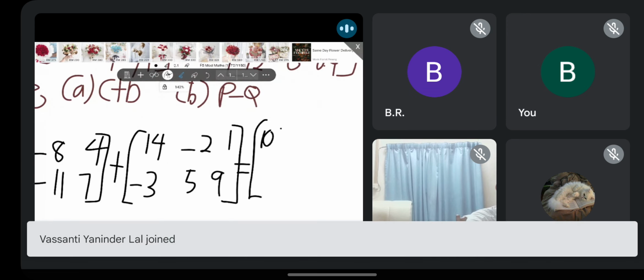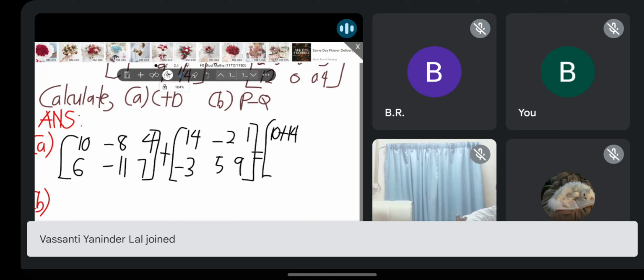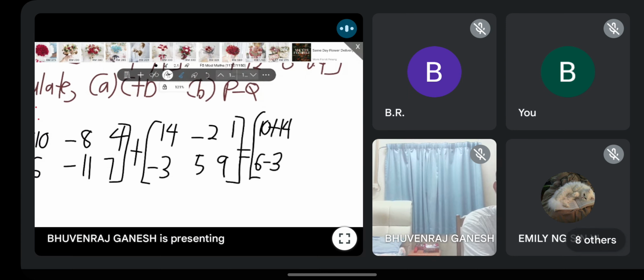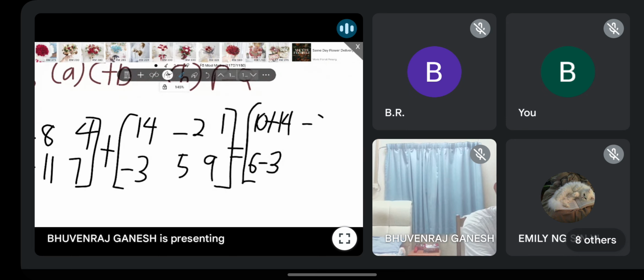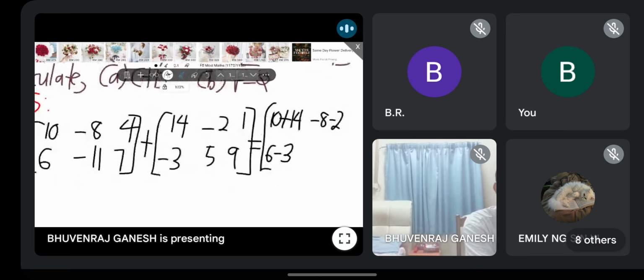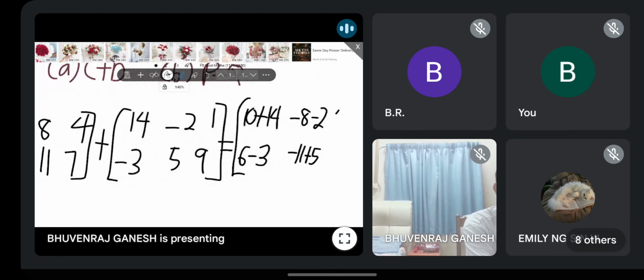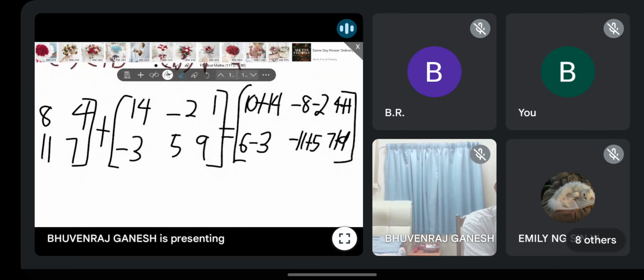You will write 10 plus 14, and then you will write out 6 minus 3. This is part of your working step, guys. I know it's a bit tedious, but you can write it out if you want to show working for this. Negative 8 minus 2, negative 11 plus 5, and then 4 plus 1, 7 plus 9. Then you close your matrix. Then you can write your final answer down here: 14, negative 3, negative 10, 5... 16.